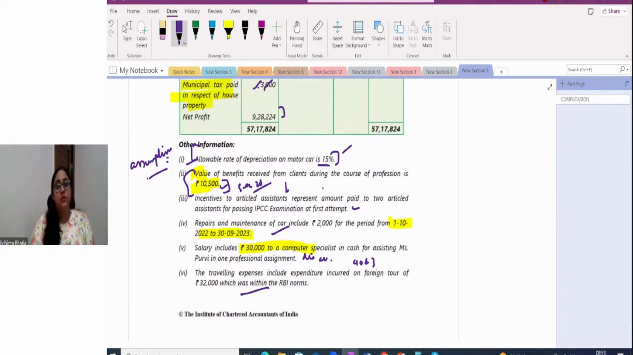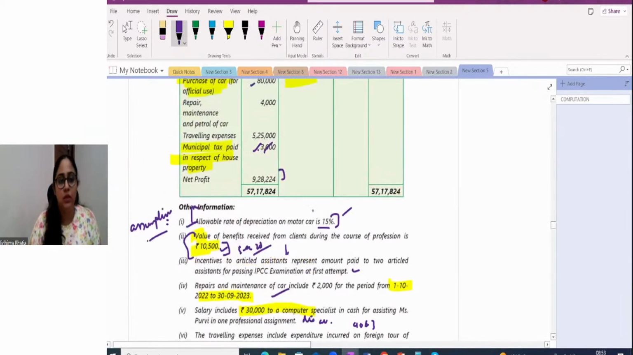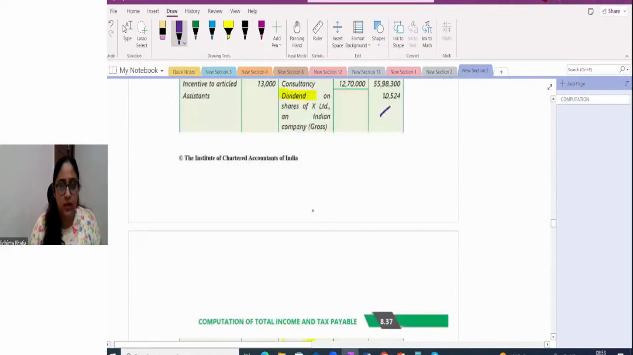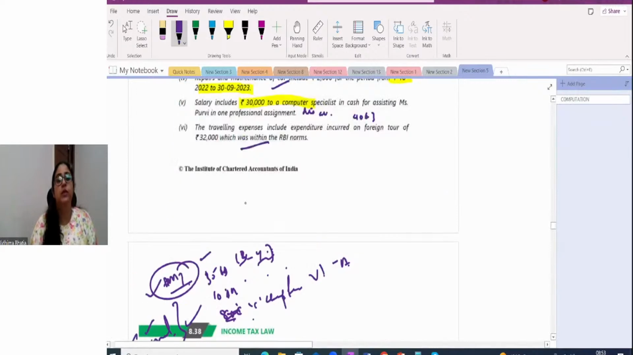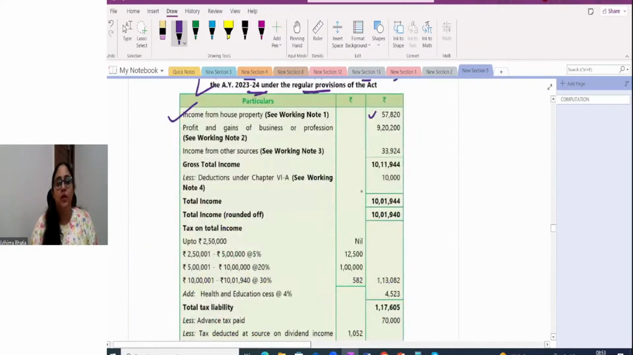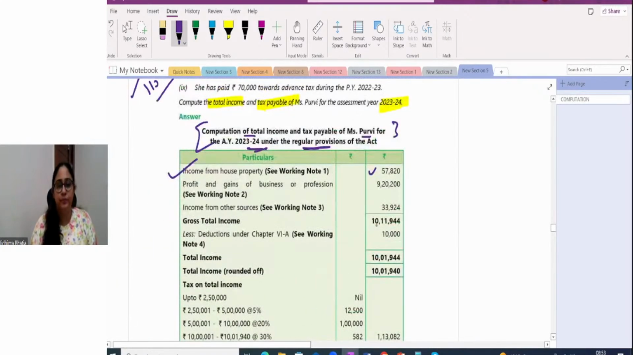All of these things will revise all your heads. Now come to other sources. Other sources में क्या क्या जाएगा? Dividend full 10,524, then income from UTI full 7,600, honorarium 15,800, perfect. Then my total income from house property, PGBP and other sources, sorry, not capital gain, comes to 10,11,944.